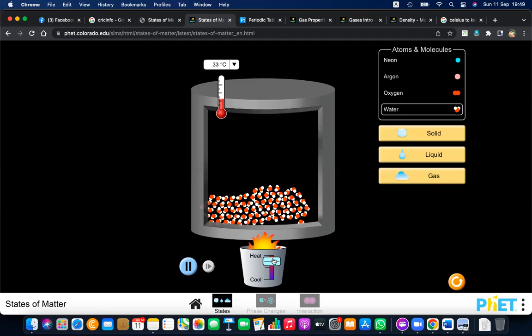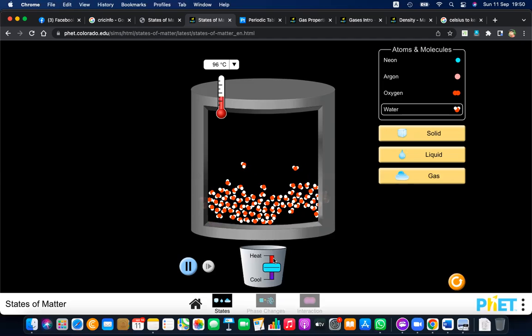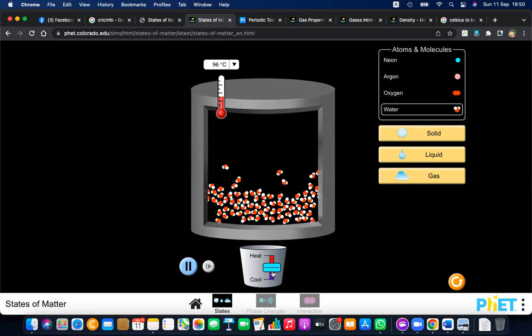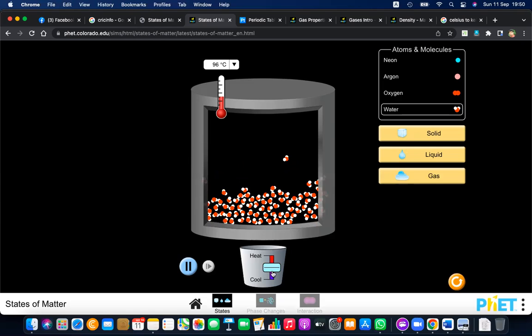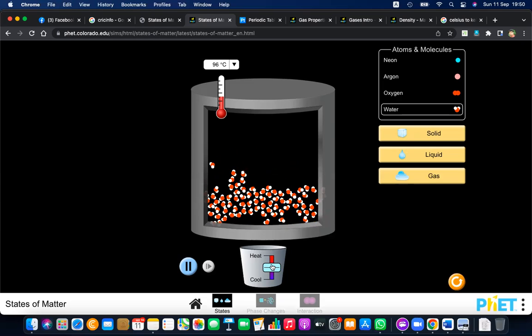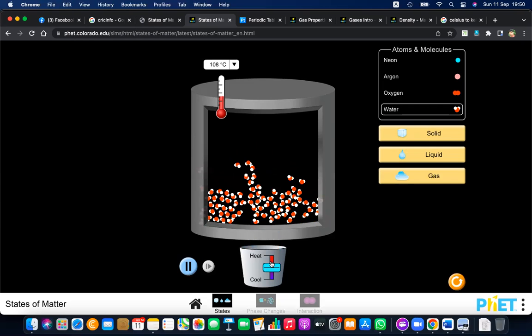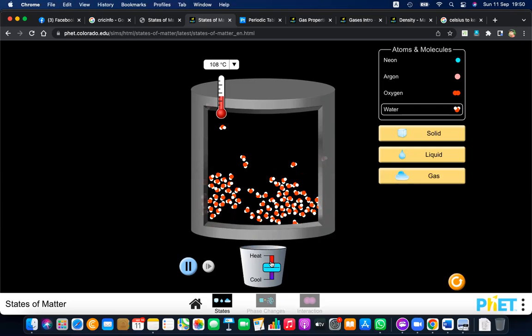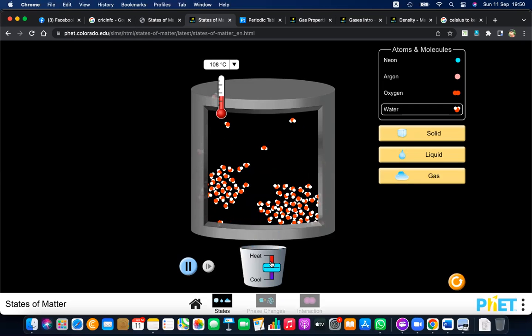But when you increase this to 100, okay, now 70, 80, 90, okay, 96. Okay, you can see something going on, right? Still, this is called boiling, but still not properly boiling. Let me increase. Now it is 100 degrees and you can see it's becoming gas.